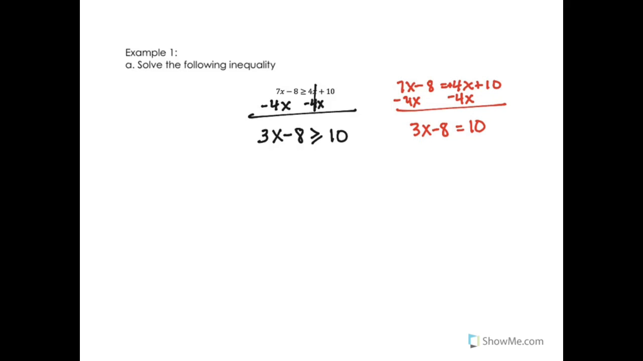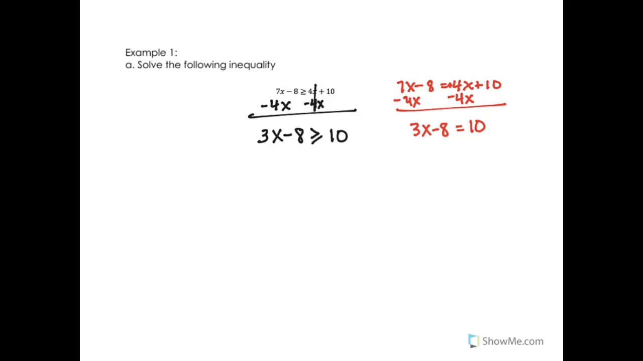This is just a way of me showing you that nothing about what we do when we're solving an inequality changes as compared to when we're solving an equation. And a lot of you guys are pros at solving these equations, so don't let the inequality sign throw you off.